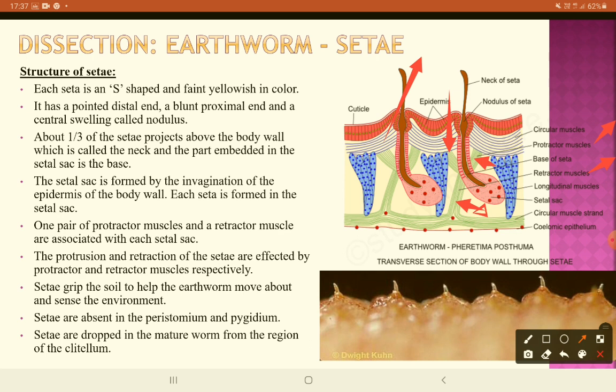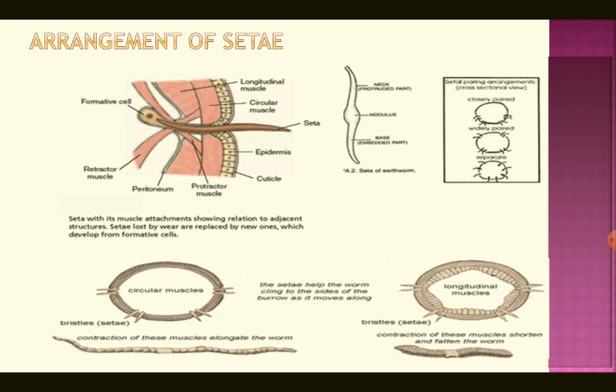The setae grip the soil to help the earthworm move about and sense the environment. They are absent in the peristomium and the pygidium, and they are dropped in the mature worm from the region of the clitellum. Because we know that the clitellum, those few segments 14 to 16, becomes highly glandular, and when they become glandular they shed off these setae.